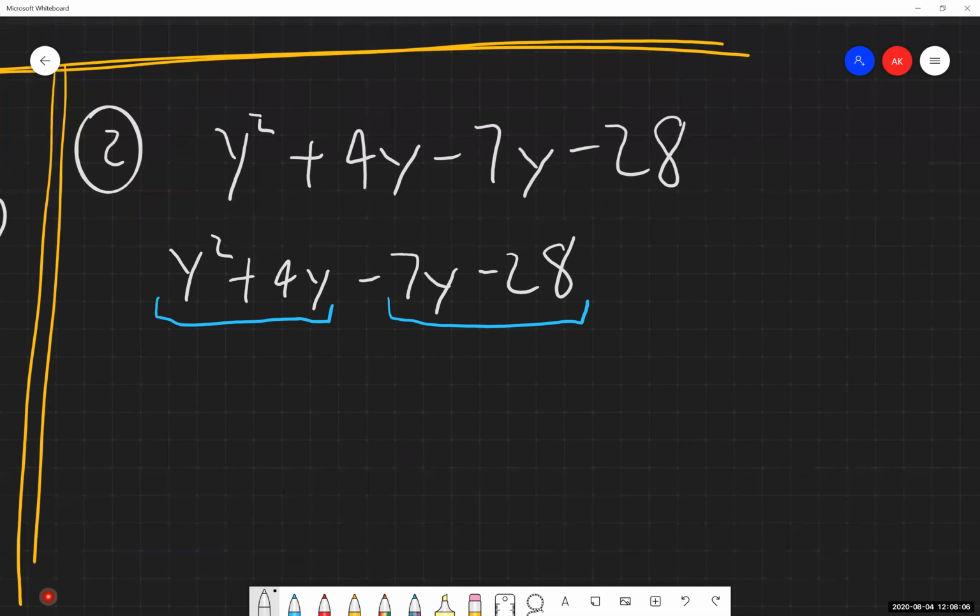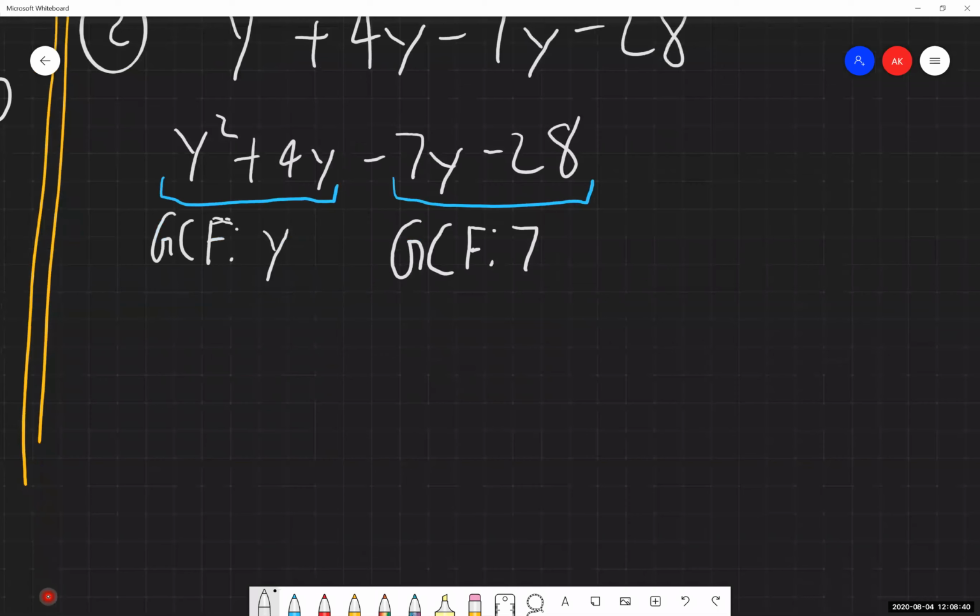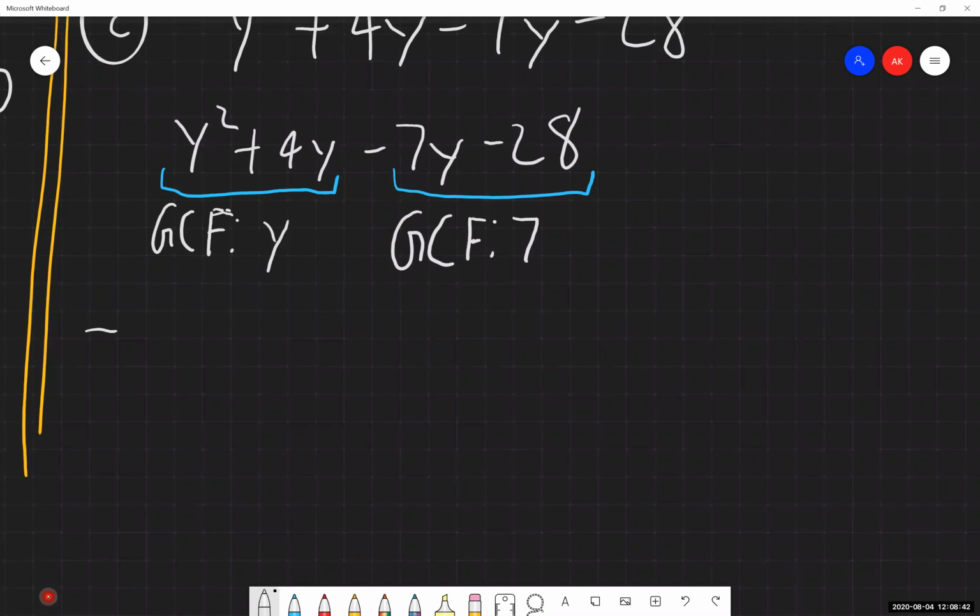So now I find the greatest common factor between the first 2 terms in this expression. Between y squared and 4y, the greatest common factor is just going to be y. Between our last 2 terms, we have a minus 7y and a minus 28. In this instance, let's say I determined I'm just going to use a greatest common factor of 7, not a negative 7. So what would happen if we did that?